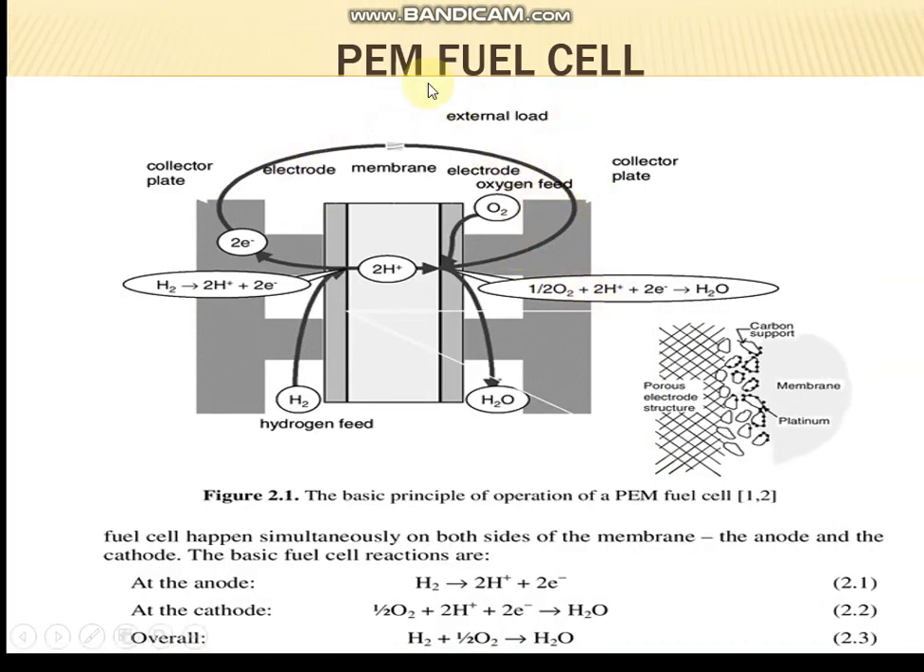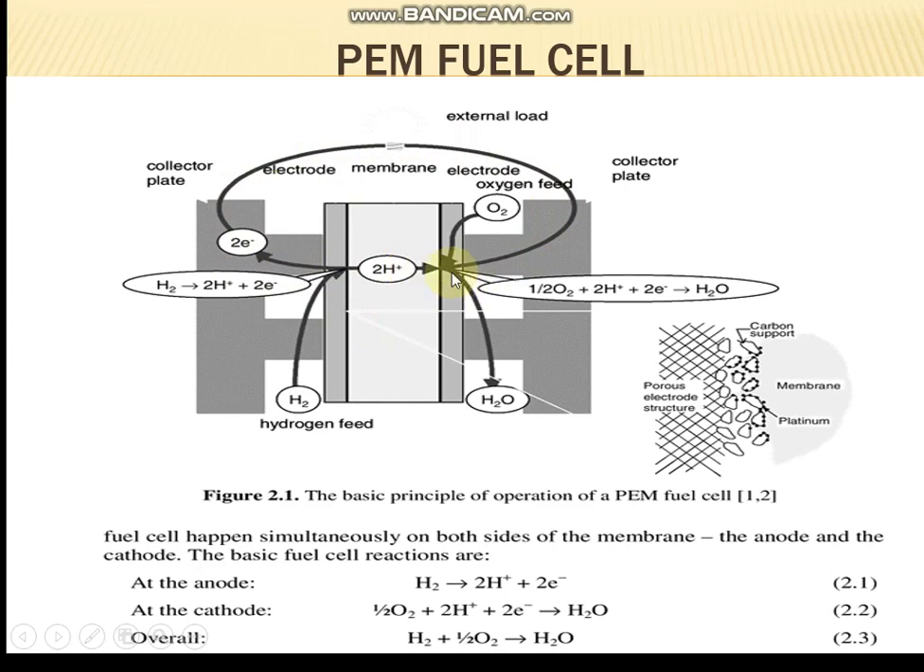We can say this is a fuel cell, a PEM fuel cell. This is not in your syllabus; this is an advanced topic. In this there is an anode and a cathode. Here is the H2 feed. This H2 is split into hydrogen protons and electrons. The protons and electrons go in these directions.